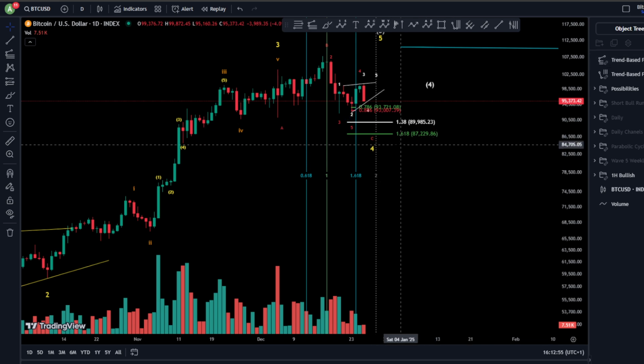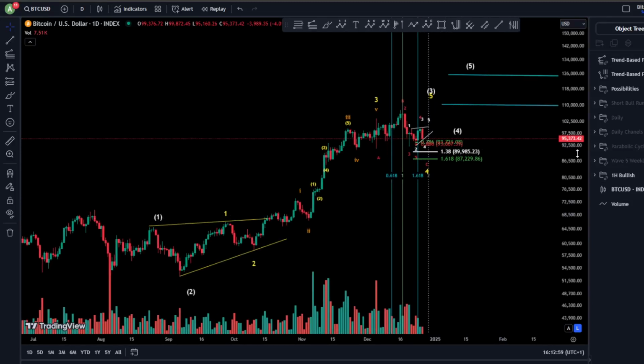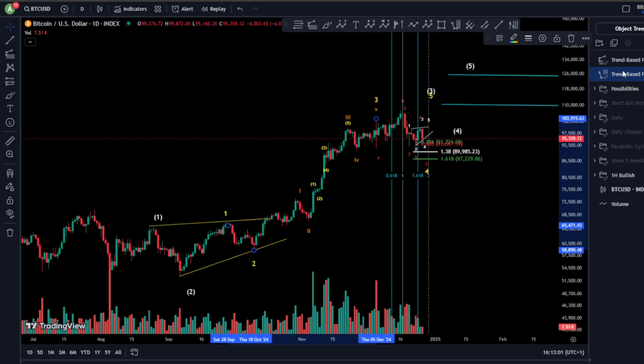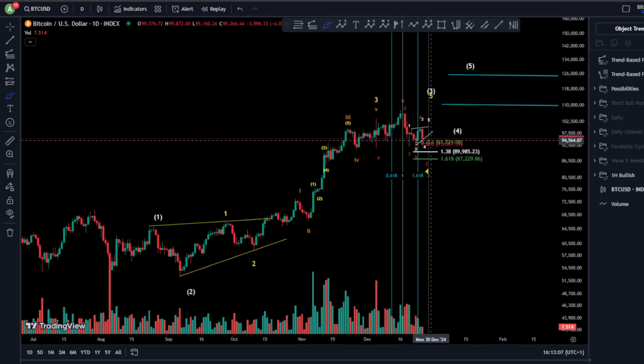and not get lower than 1.618. Now, in case we break this, I would like to remind you guys of the scenario where we have finished our bull run. So I'm going back to it for 1 minute.